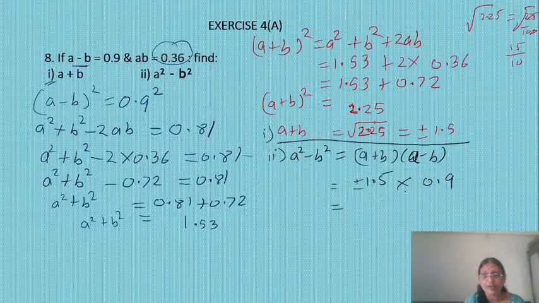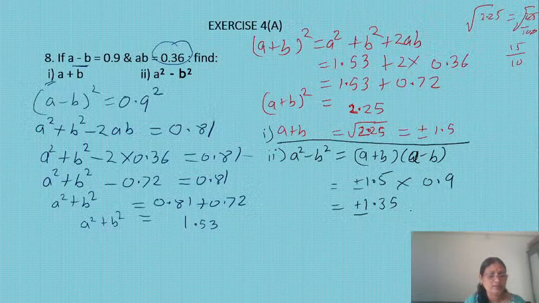Okay, A minus B is 0.9. So 1.5 multiplied by 0.9 is 1.35. So plus or minus 1.35 is the value of A square minus B square.